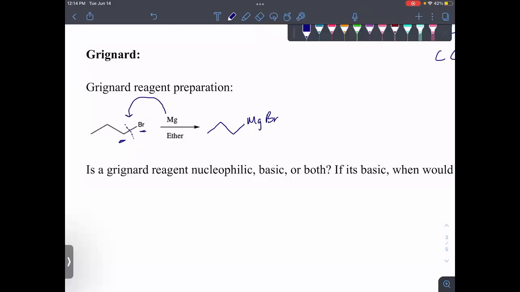Nothing, it's just inert solvent. Ether is the most commonly used solvent. It just sits there and doesn't react with anything.